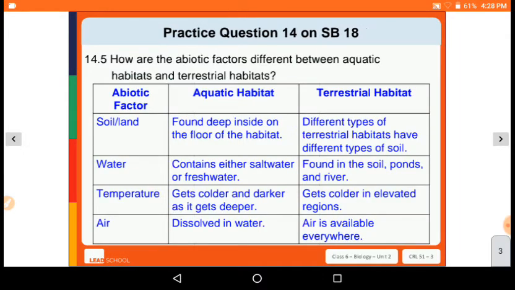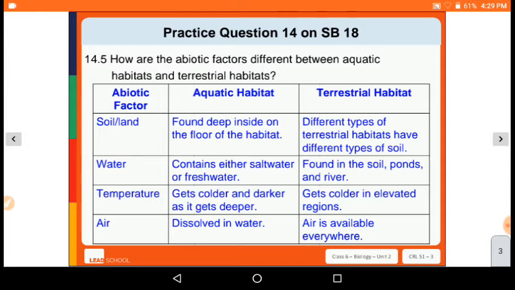Now the next is 14.5. How are the abiotic factors different between aquatic habitats and terrestrial habitats? So aquatic habitats are found in the deep, on the floor of the habitat. Different types of terrestrial habitats have different types of soil, and the water contains either salt water or fresh water, and terrestrial habitats are found in the soil, ponds and rivers.